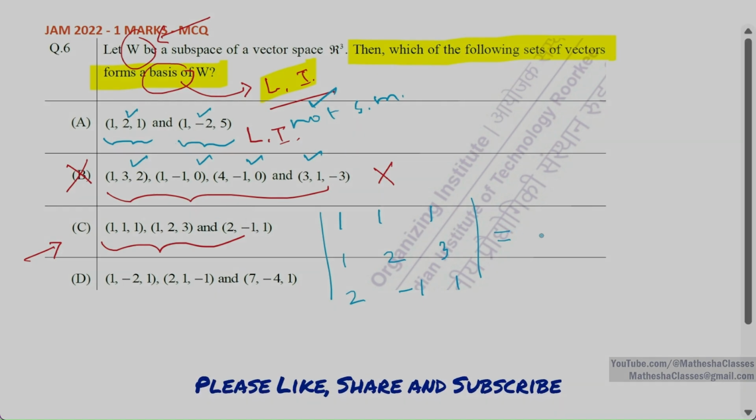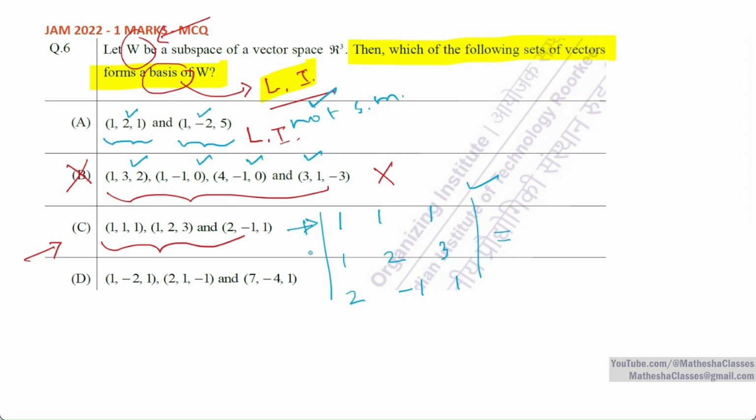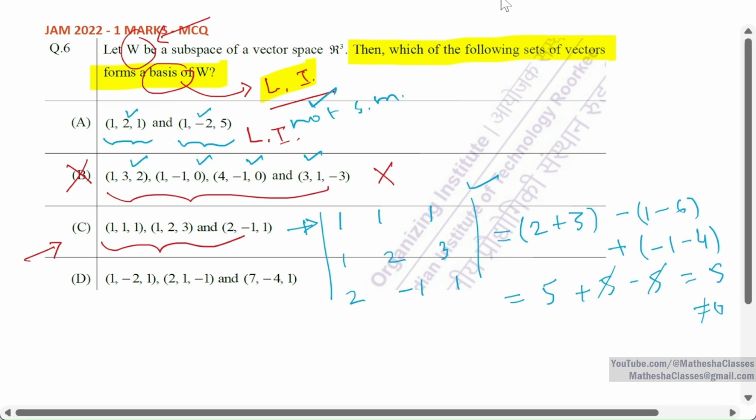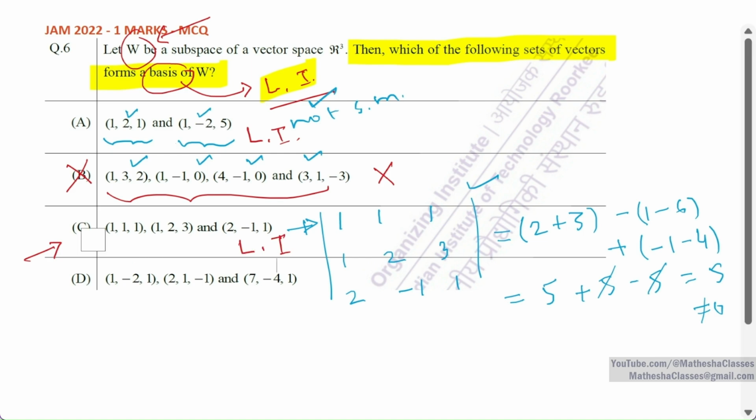Now let us calculate the value of the determinant. If you expand it about the first row, you will get the first term as 2 plus 3, the second term as minus of 1 minus 6, and the third term as minus 1 minus 4. So basically you are getting 5 plus 5 minus 5. If we cancel out 5 and minus 5, we'll be getting 5, which is non-zero. So definitely by our trick that we have learned, we can say that these three vectors are linearly independent.